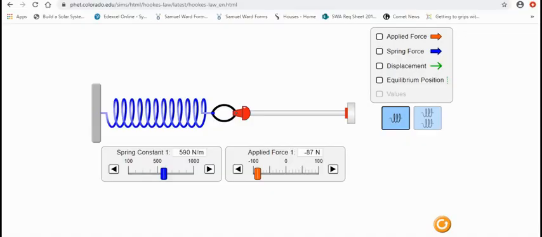To understand the difference and similarity between extension and compression, this simulation, which is available at the URL at the top, is a really good way to test your understanding. Have a look at it if you're having difficulty with some of this Hooke's law material.